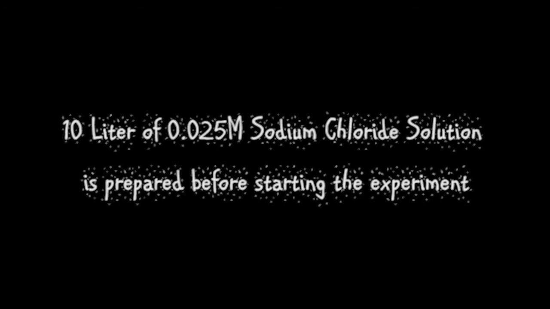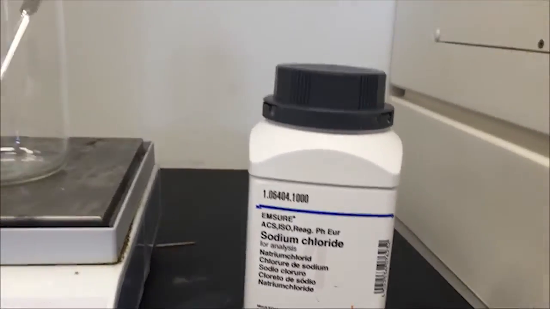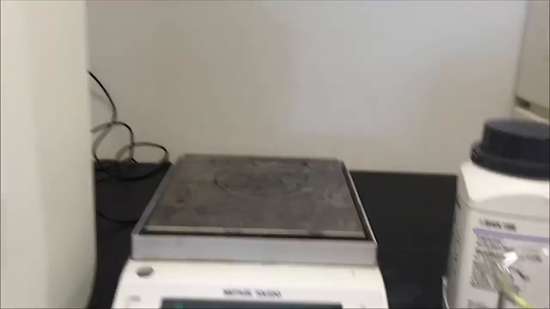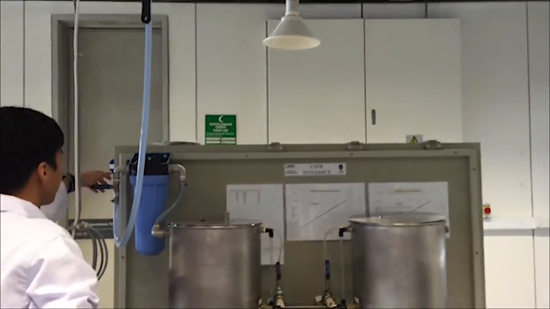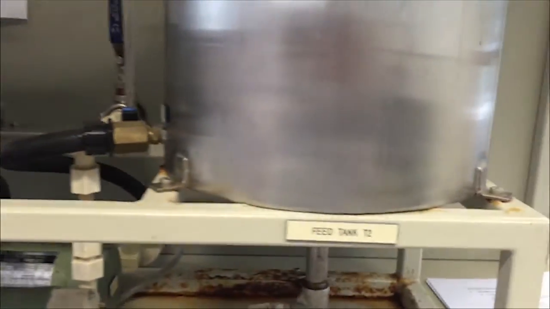Ten liter of 0.025 molarity of sodium chloride solution is prepared before starting the experiment. The apparatus is shown as on the screen. Feed tank T1 will be filled with the deionized water, while T2 is filled with the sodium chloride that we have prepared earlier.